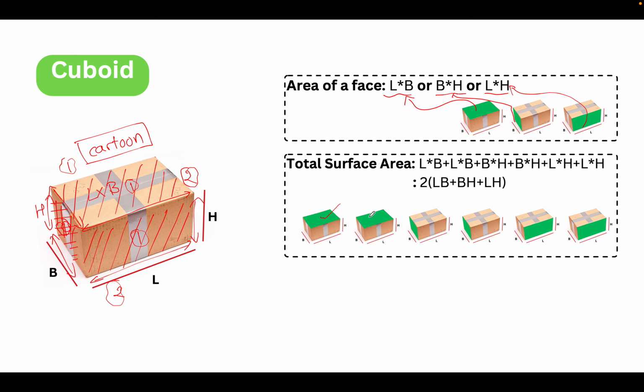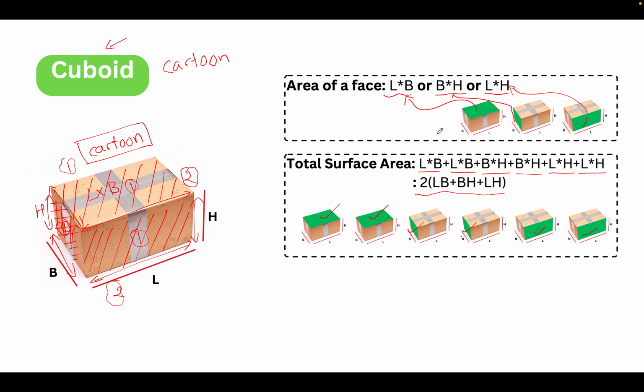So the area of this face, this face, this face, this face, and the area of the opposite face. So this is up, this is down, this is side, this is other side, this is front, this is back. So we have 6 total faces, and we add the area of each of the 6 faces, and we get the total surface area. The formula will be L into B, B into L, L into B, B into H, B into H, L into H, L into H, and this is the formula to find the total surface area of a cuboid, of a carton.